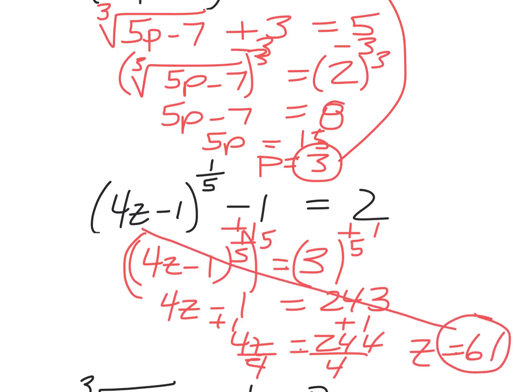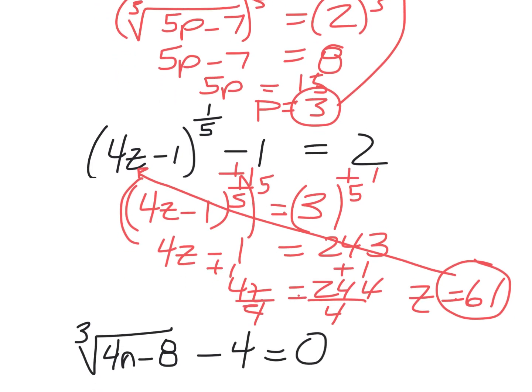Plug that in. We get 244 minus 1 is 243. 5th root of 243 is 3. 3 minus 1 is 2, so that does work.